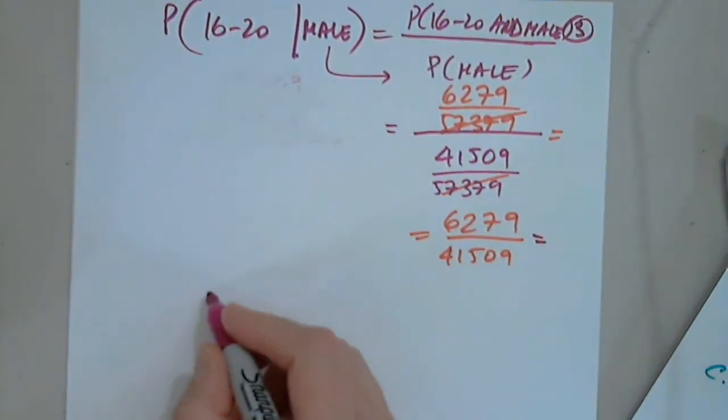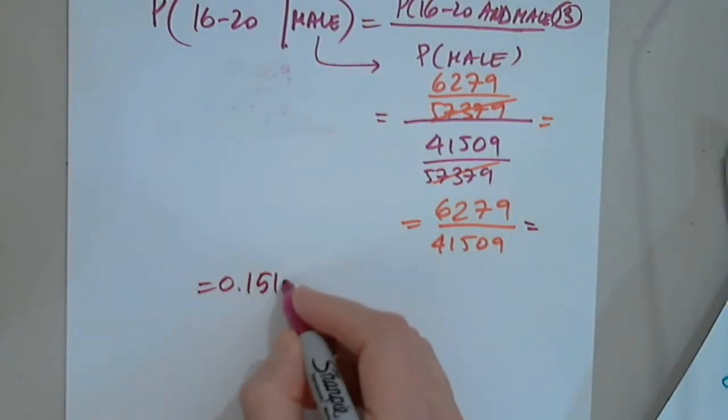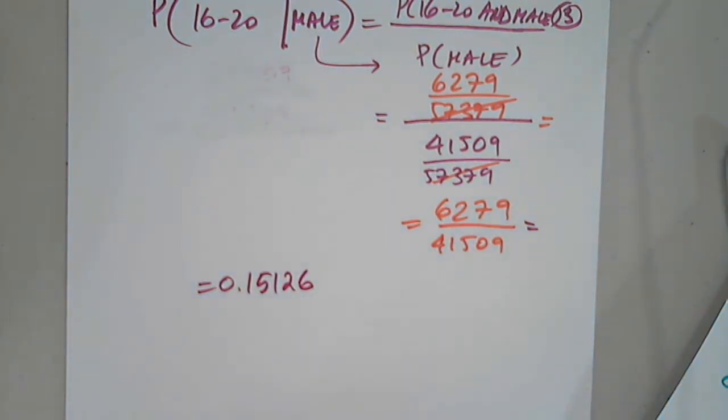Okay, I'm ready now. Sorry about that. So it's 0.151, and then the fourth digit's a 2, but the one after is a 6. Okay. Very good. So let's see what they want.